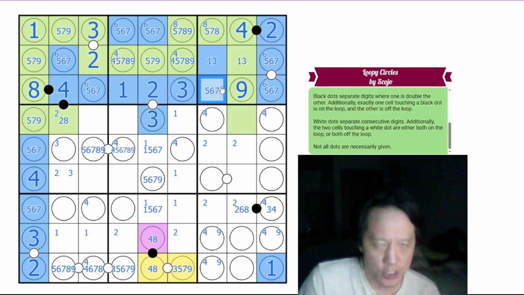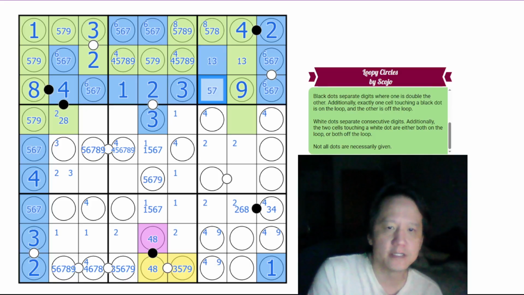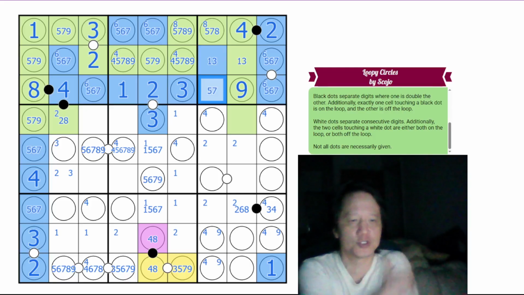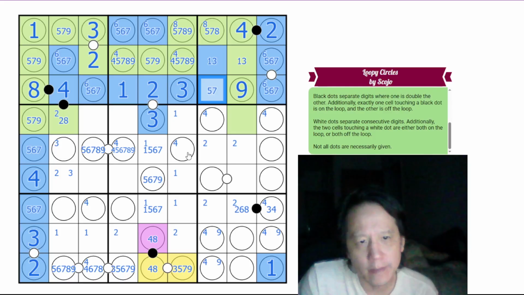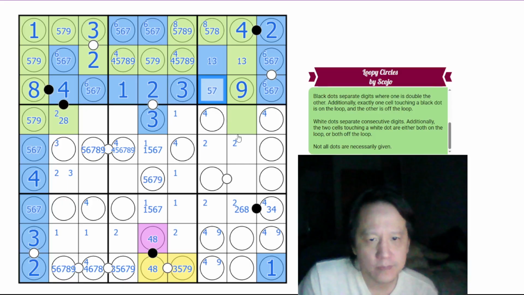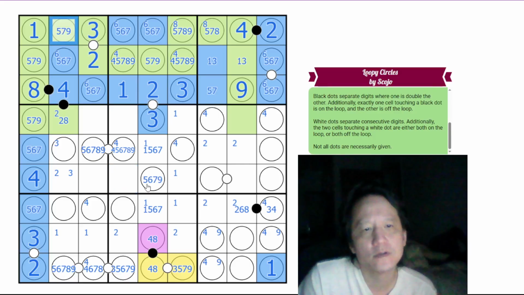So this digit is not 6. It's the other digit which has to be in a circle on the loop. Which I guess would be that one. But we don't know which, though. 9 has to be one of these 5. 9 is either here or here.